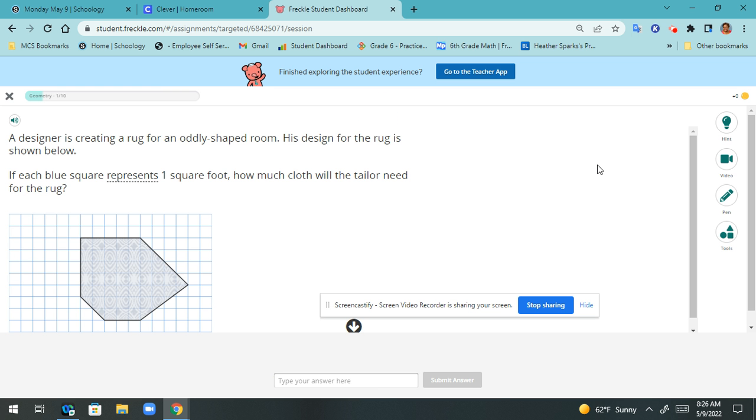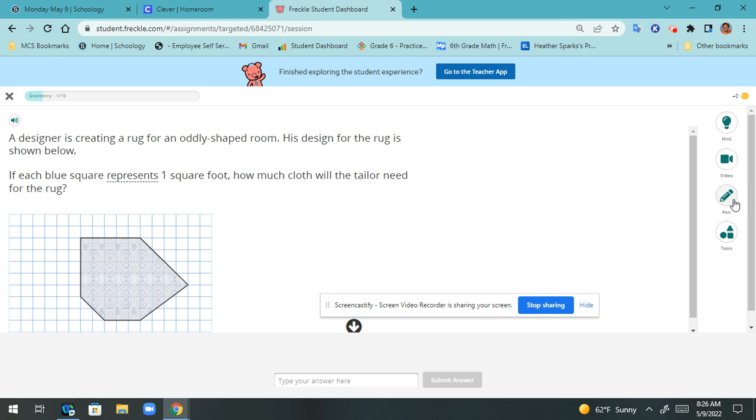Now, I put this one up here because you all had a lot of problems with it, so I want you to practice it more. This one, he's creating a rug for an odd-shaped room. His design is shown below. Each square represents 1 square foot. How much cloth will he need? So the ones that are just plain, you can just count those. 1, 2, 3, 4, 5 by 1, 2, 3, 4, 5. So there's a square in there. So that's 25 for that square.